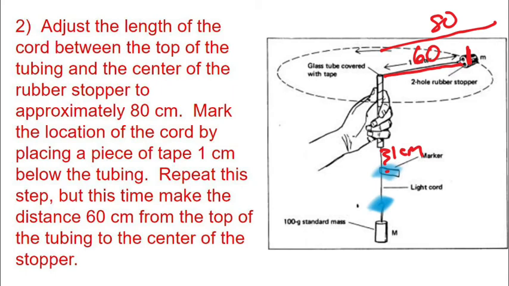Make sure the 80 and the 60 are from the edge of the little tube to the center of the stopper. I have too many people putting it down like, oh, I'll put the tape 60 centimeters. No, we need the radius of the thing spinning up here to be the 60 and the 80. If you have any confusion about that when you're setting this up, make sure you call me over.